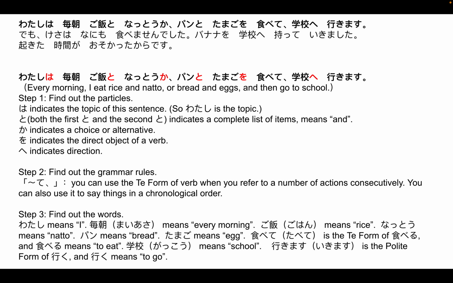Watashi means I. 毎朝 means every morning. Gohan means rice. Natto means natto. Pan means bread. Tamago means egg. 食べて is a te form of 食べる, and 食べる means to eat. 学校 means school. 行きます is the polite form of 行く, and 行く means to go. So, 私は毎朝ご飯と納豆かパンと卵を食べて学校へ行きます means every morning I eat rice and natto or bread and eggs and then go to school.